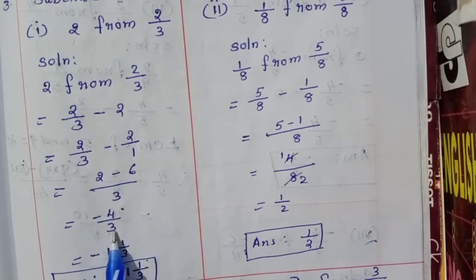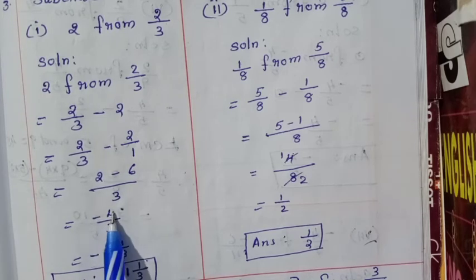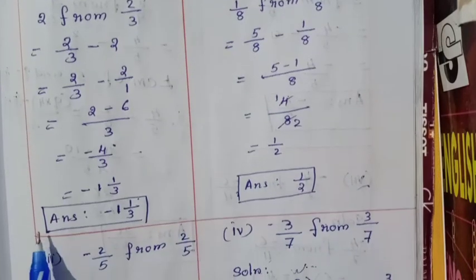Negative 4 by 3. Now negative 4 by 3, 4 is bigger than the denominator. So divide and we will get negative 1 by 3 as the answer.